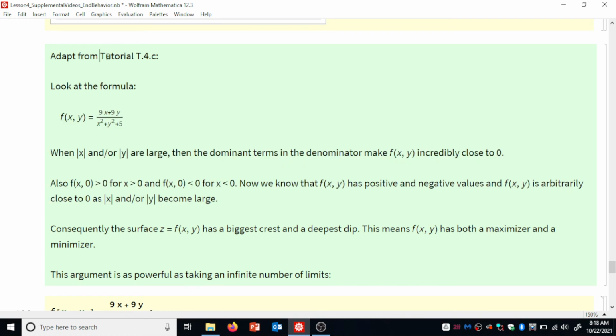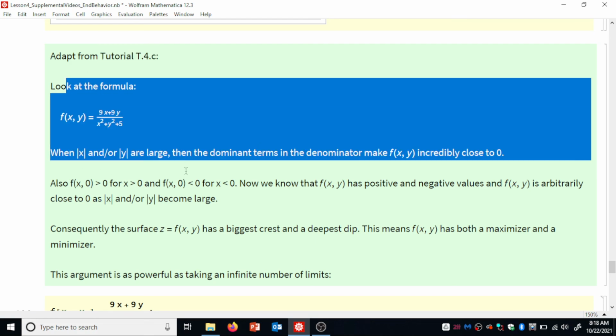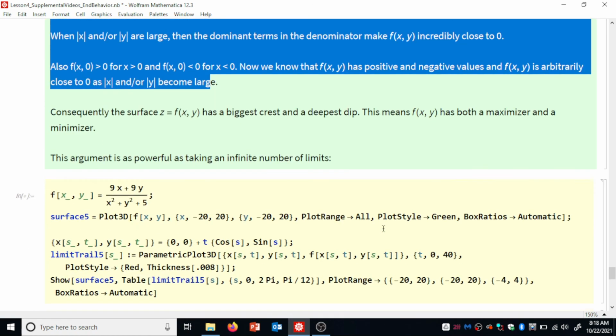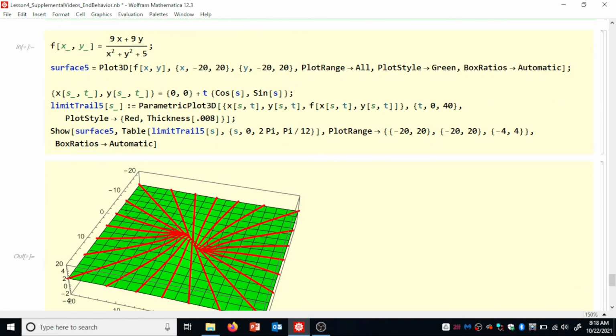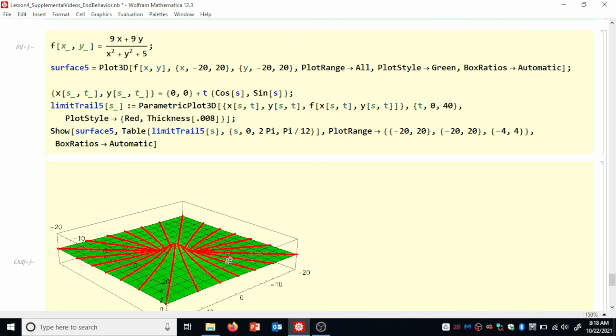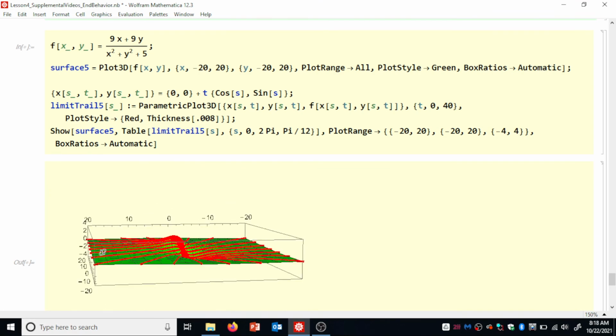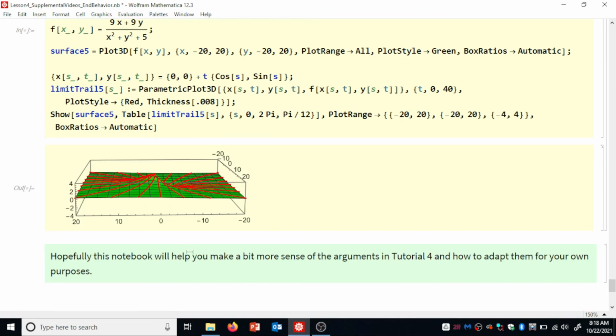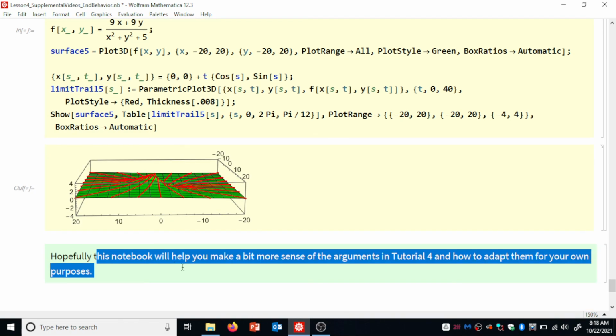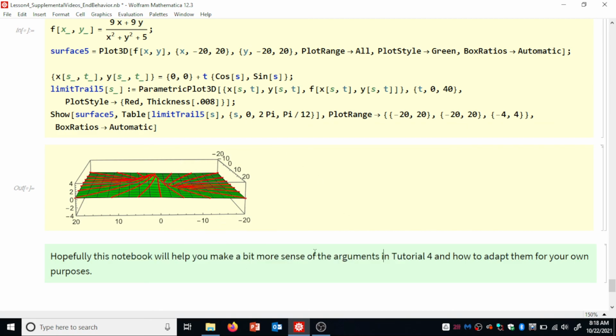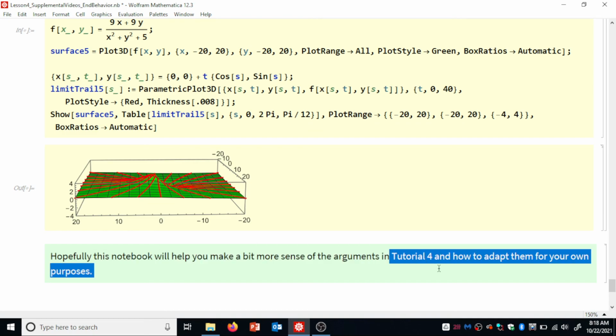So understanding tutorial T4 allows us to consider all possible hiking trails as we move away from the origin, and then we can use that to come up with definitive proof. That argument is as powerful as taking essentially an infinite number of limits. What happens to every single hiking trail as we walk away from the origin? And so anyway, hopefully this video helps you make a little bit more sense out of the arguments in tutorial T4 because it makes them very visual. And as you read tutorial part 4, try to adapt those arguments for your own purposes on your own triad problems.